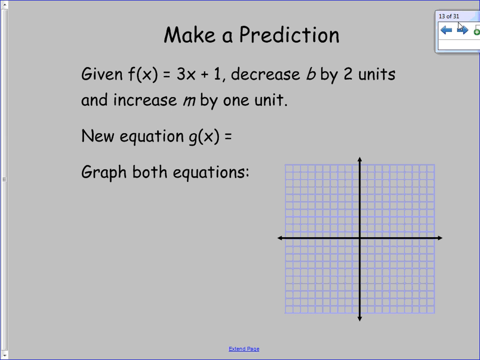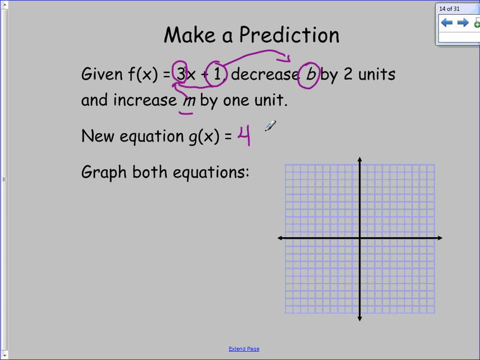All right, move on. Make a prediction. Given f of x equals 3x plus 1, decrease b. What's b? The y-intercept. What's the y-intercept here? 1. Decrease b by 2 units and increase m by 1 unit. What's m? Slope. M is 3. So what is our new equation? 4x minus 1. Decrease by 2 units, so it'll be minus 1.